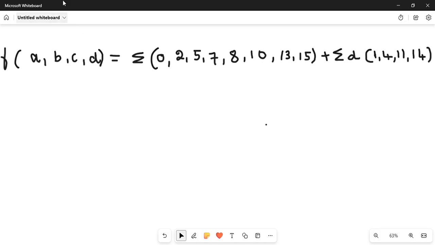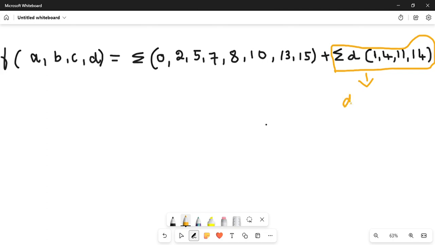Now, how can I represent the don't care terms? How is the don't care term given in the question? It is given like this: summation of d, that is 1, 4, 11, 14. This is my don't care term. I guess you're understanding, right? This is their don't care term.